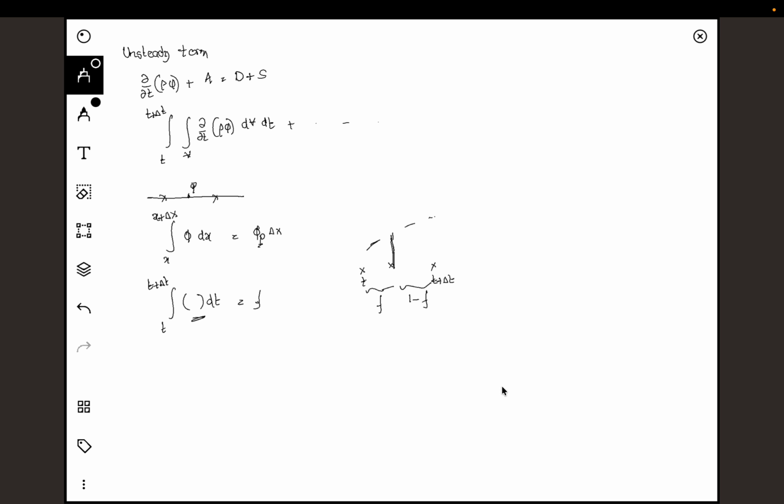So f times whatever is the value of p at, let's say, the previous time step. So here it should be reversed. Okay. f times whatever is the value taken at the future time step plus 1 minus f times whatever value we take at the previous time step. So some kind of averaging that we'll be using.